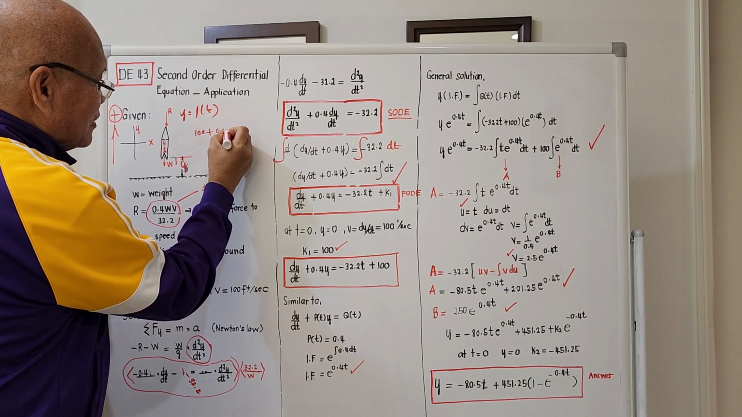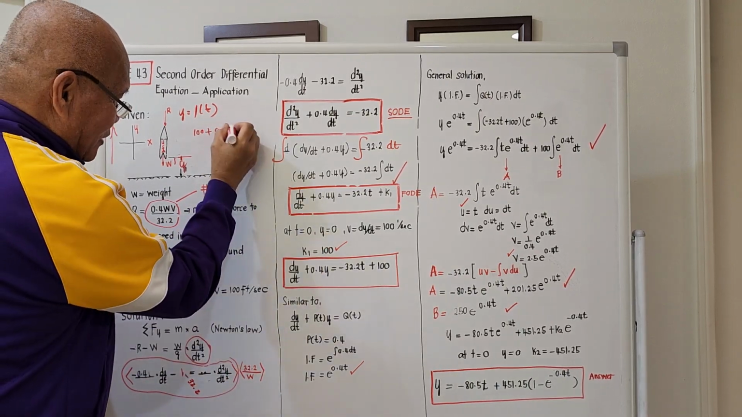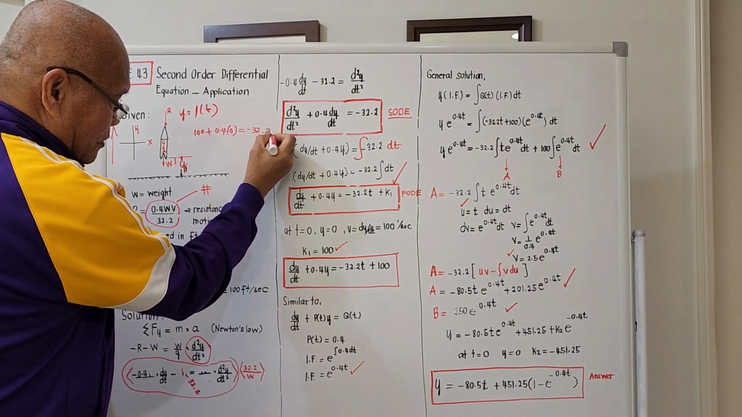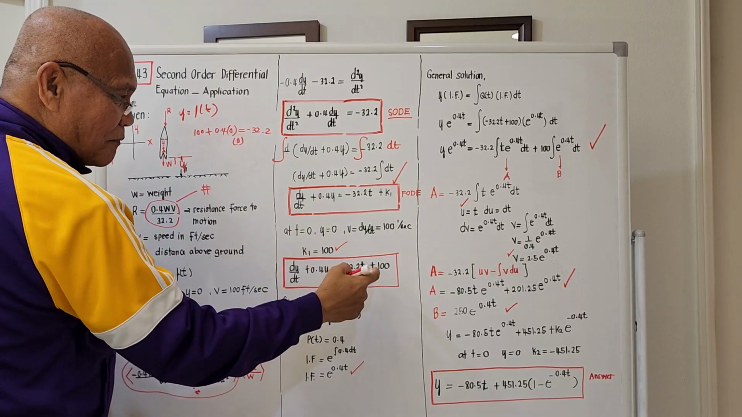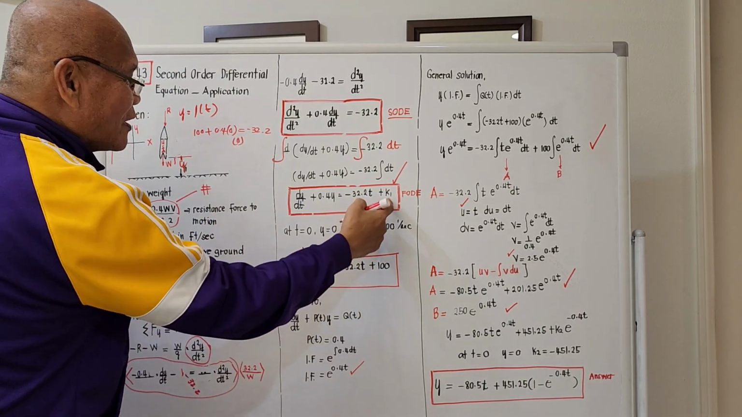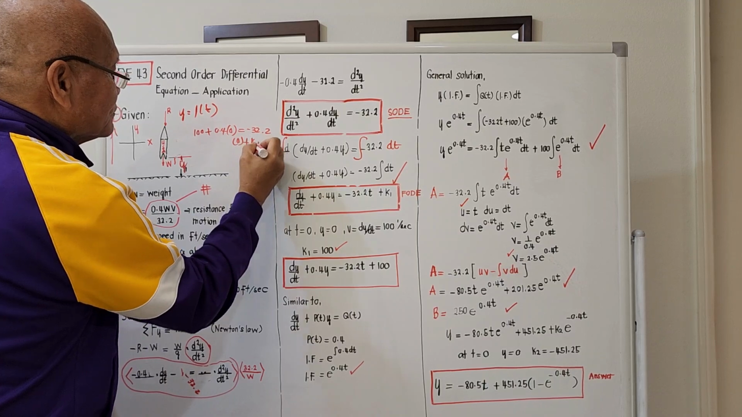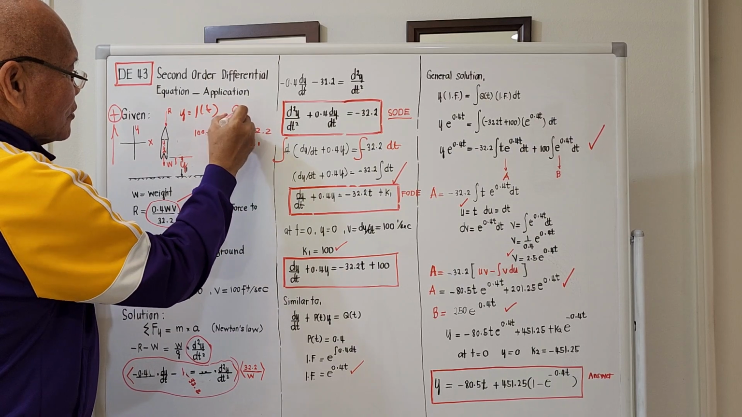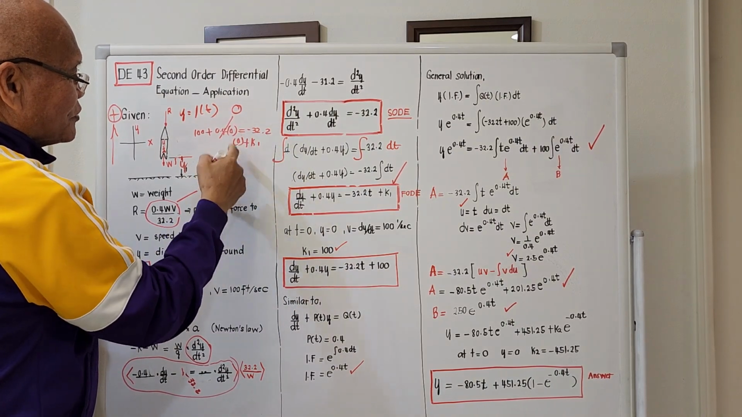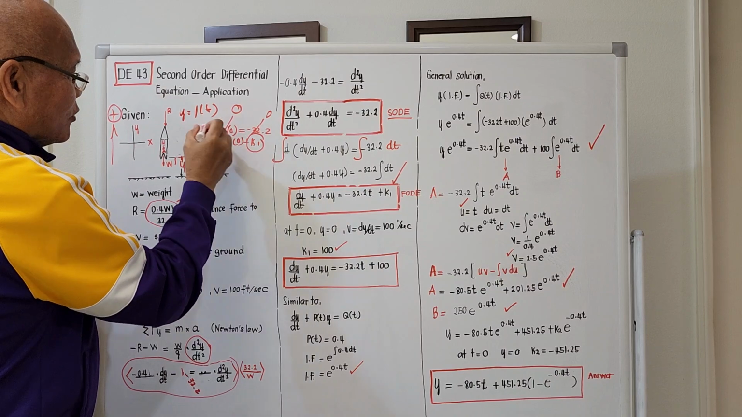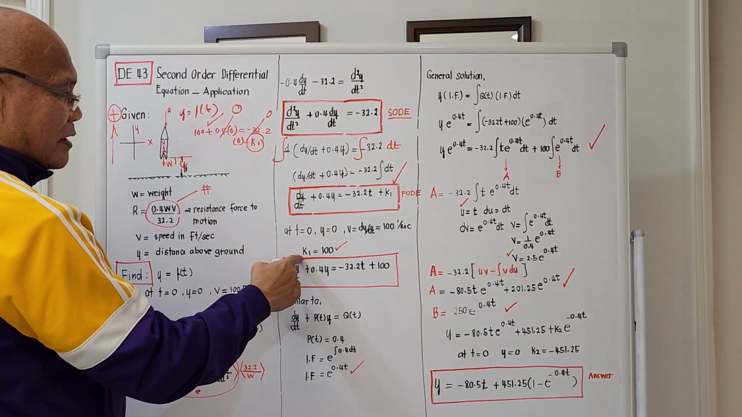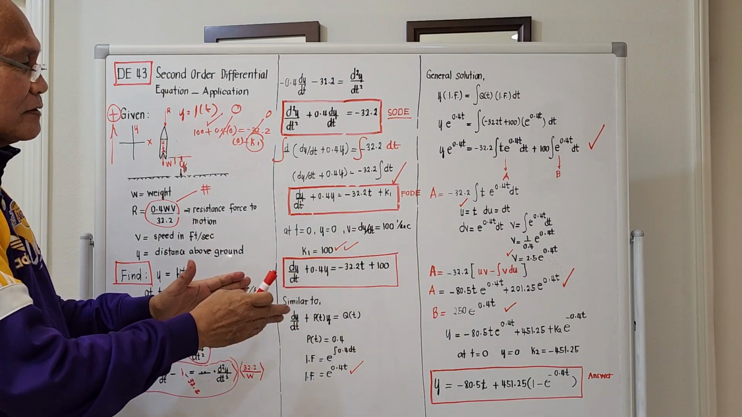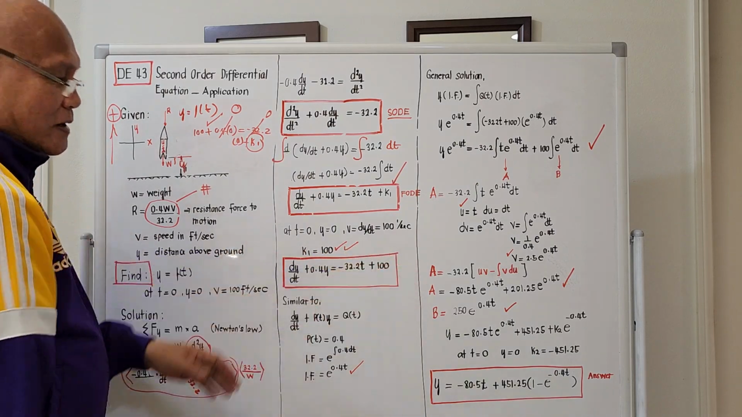So if we substitute dy/dt to be 100, that will be 100 plus 0.4 times 0 equal to negative 32.2 times 0 plus K1. Good. This is 100. 0.4 times 0 will be 0. 32.2 times 0 will still be 0. So K1 will be equal to 100. So I place it there. K1 is 100. I just simplify it. I didn't write the whole simplification process. We are lacking space.